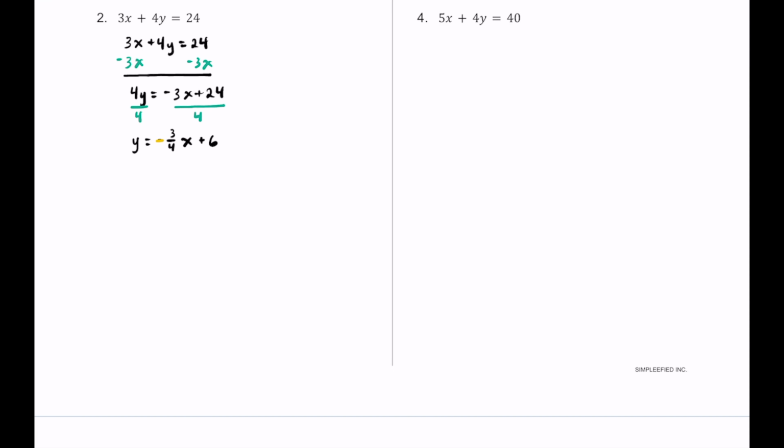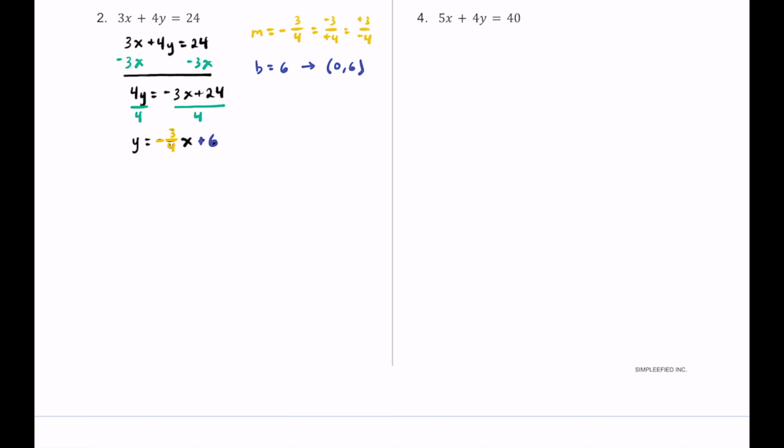And if you take a look at this coefficient for x, this negative 3/4, that's the slope. We can look at it 2 different ways. We can say that it is negative 3 over positive 4, or we can look at it as positive 3 over negative 4. Both of those are fine. And then we have this plus 6. Remember, that's our b value. So b is always that constant, that's going to be positive 6. So we know that on this graph 0, 6 is going to be a point that exists.